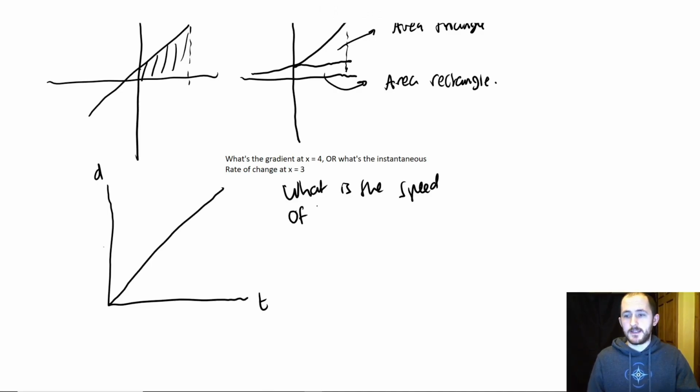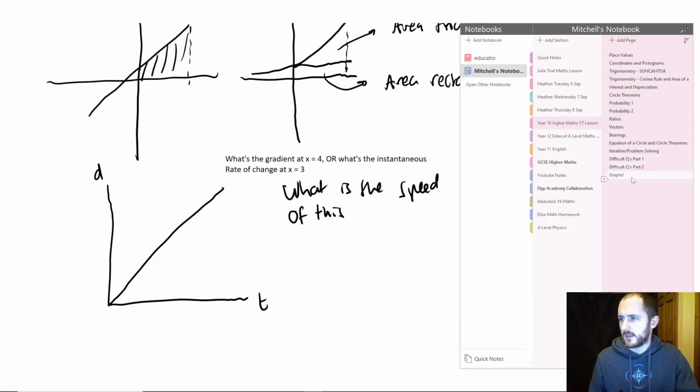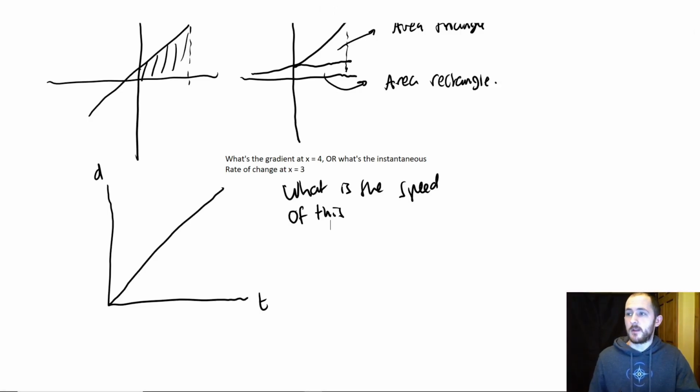Histograms I didn't put in because it's not actually under the graph section of your spec, it's under the statistics section of your spec. But I'm more than happy to... I think we did histograms a while back. No, we didn't. Never mind. My bad. So we can do histograms then as well. But histograms aren't in this particular lesson because it's a different spec point.